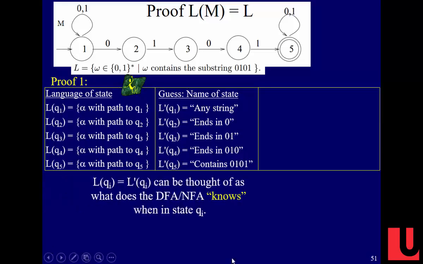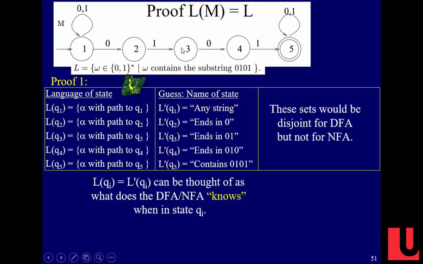As I said, this is what the machine knows when it's in one of those states. If I'm in that state, it tells me which strings could have arrived here. If I'm in this state, I know that I end in 0, 1, because the only strings that can arrive there are the ones that end in 0, 1. Now, here is just a little caveat: these no longer have to be disjoint because we have an NFA. That's one of the things that makes NFAs easier. We didn't have to make them disjoint.